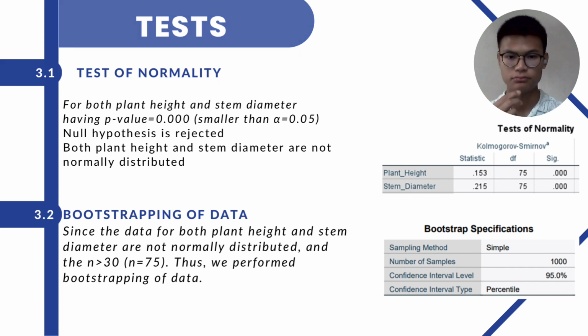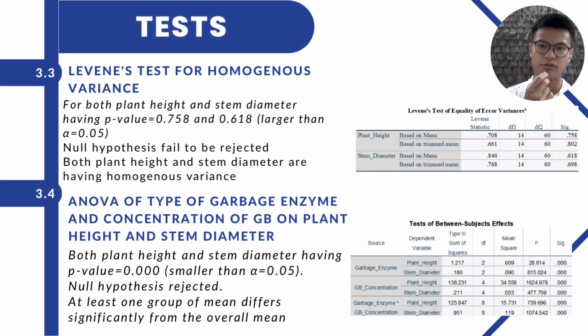as in 3.2. Before we proceed with ANOVA, we shall test the homogeneity of variance to fulfill the criteria for ANOVA. So as in 3.3, both plant height and stem diameter have p-values larger than our alpha value of 0.05. So the null hypothesis failed to be rejected. So both plant height and stem diameter have homogeneous variance.